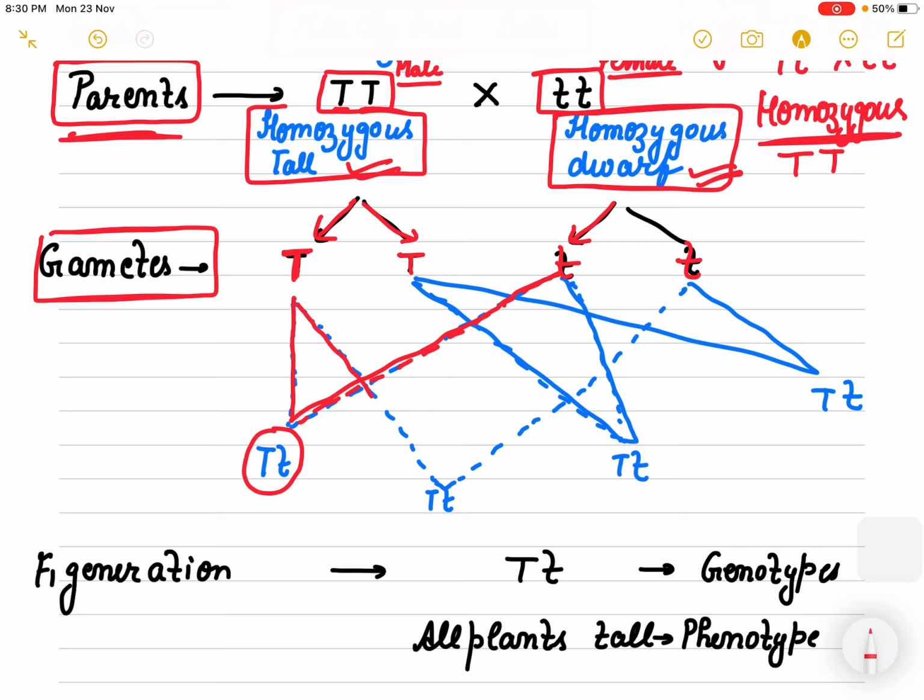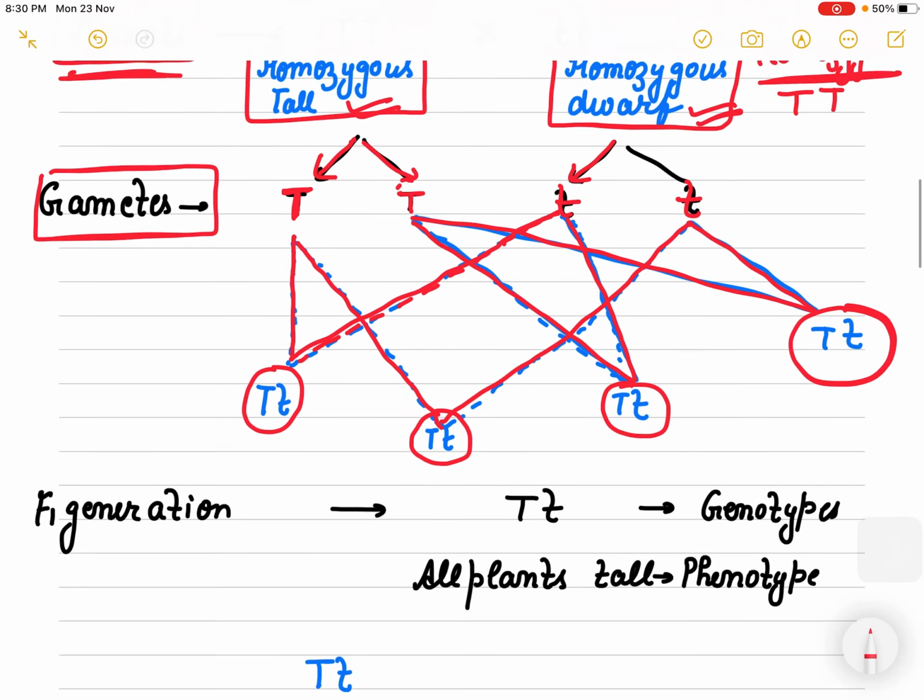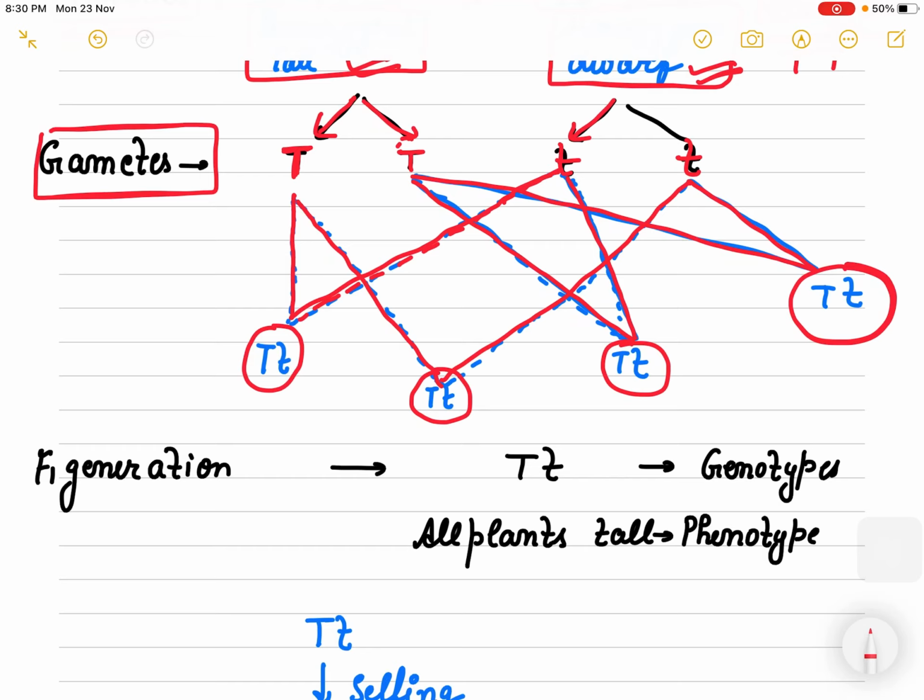Then this capital T is also going to combine with another t, and this combination will be formed. Now come to this T. This is going to combine with this small t, and a combination will be formed. And one will form with this. So this combination will be formed, right? Now, there is another method.